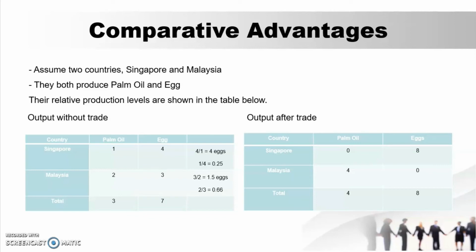Then the table shows Singapore has a comparative advantage in producing eggs. This is because it has a lower opportunity cost of 0.25 compared to Malaysia, 0.66. In this situation, if each country specializes in one good, then, assuming constant returns to scale, the output will double. Look at output after trade. The total output of both goods has increased, illustrating the potential gains from exploiting comparative advantage. By trading, Singapore and Malaysia can enjoy higher quantities of goods.